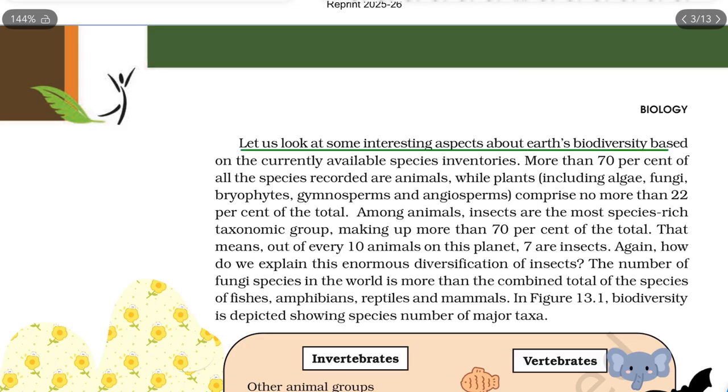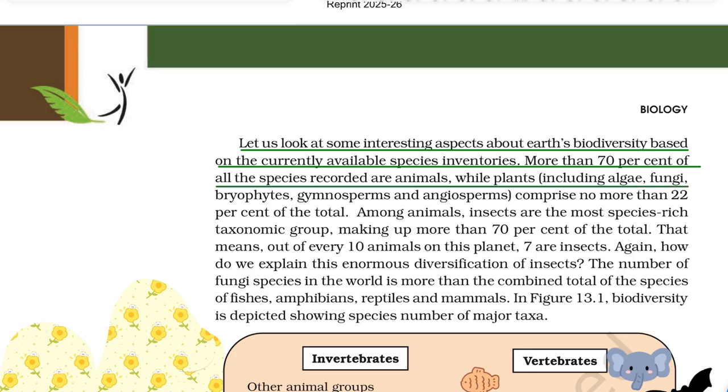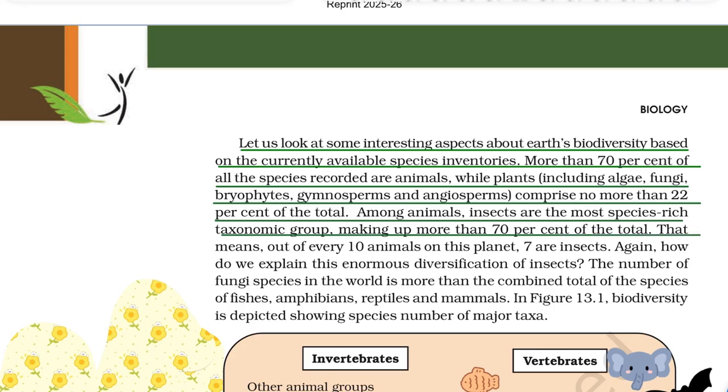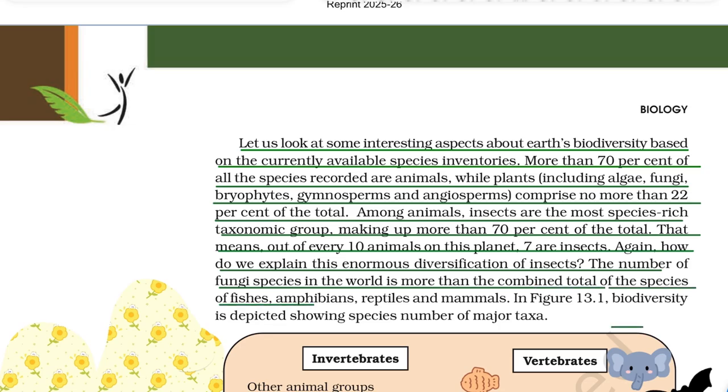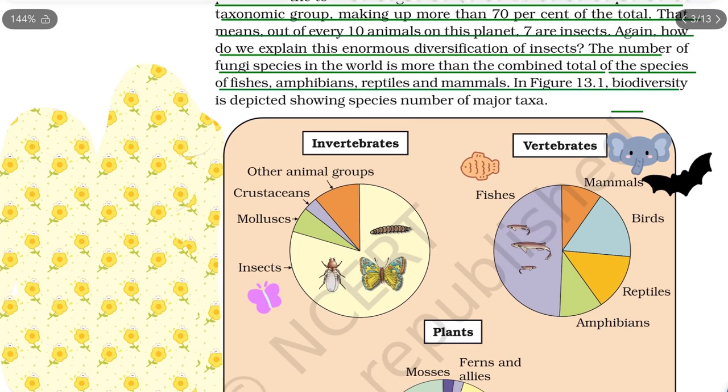Let us look at some interesting aspects about Earth's biodiversity based on currently available species inventories. More than 70% of all the species recorded are animals, while plants, including algae, fungi, bryophytes, gymnosperms, and angiosperms, comprise no more than 22% of the total. Among animals, insects are the most species-rich taxonomic group, making up more than 70% of the total. That means out of every 10 animals on this planet, 7 are insects. Again, how do we explain this enormous diversification of insects? The number of fungi species in the world is more than the combined total of species of fishes, amphibians, reptiles, and mammals. Here, biodiversity is depicted.